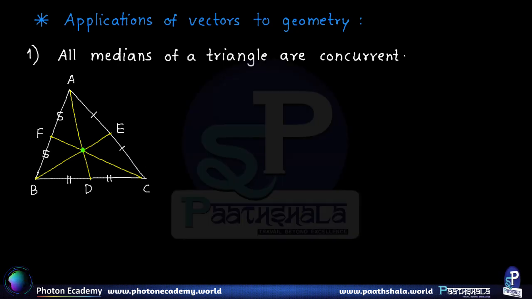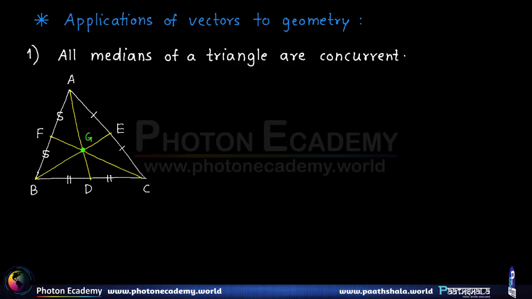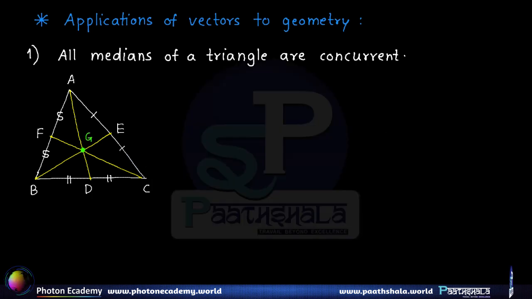And for any triangle, all the medians are always concurrent. They always pass through the same point. Now we have to prove that these three medians pass through the same point. And that point incidentally is called the centroid of the triangle. Now we take up the case of one median and follow a similar process to get the information about the remaining two medians also. So let's consider median AD.